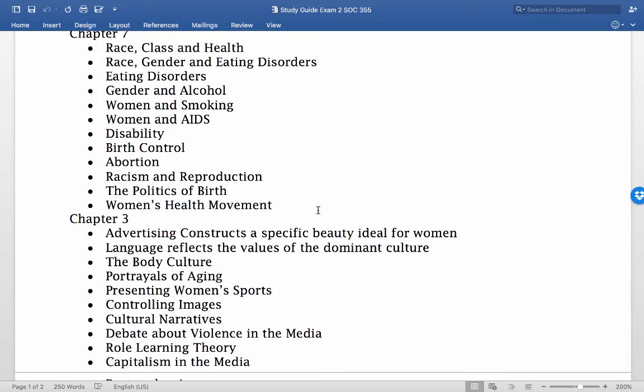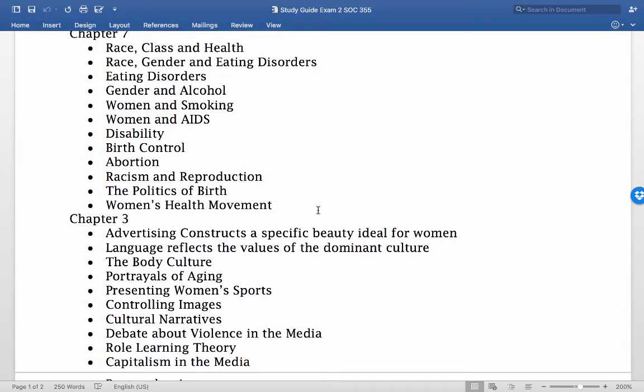When it comes to drinking, gender and alcohol, women tend to drink less than men, meaning men tend to engage in binge drinking behaviors, especially in college, which has a lot to do with the kind of peer group mentality. When it comes to women and smoking, if women start smoking, they are more likely than men to continue.